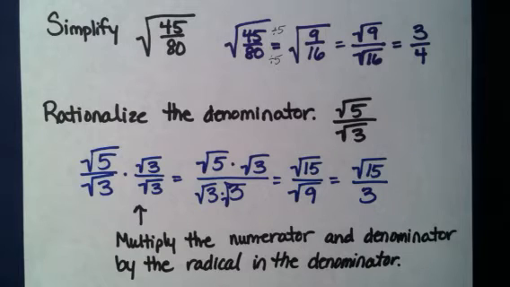In the denominator, we have the square root of 3 times the square root of 3, which is the square root of 9. Being a perfect square, that now becomes 3. So our final answer is the square root of 15 over 3.